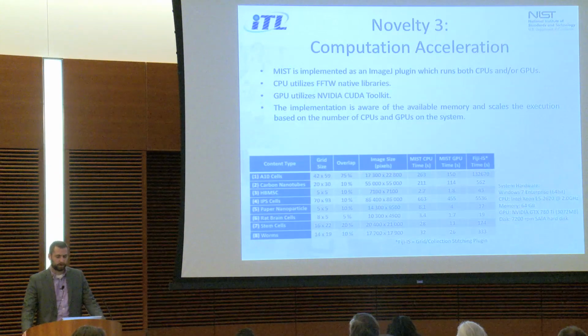Novelty 3, computational acceleration. As the world moves towards big data, more and more processing takes longer and longer, and as things move towards the cloud, you have to optimize for speed in some cases. The image stitching problem is massively parallel. It was a great candidate for acceleration. The MIST implementation as an ImageJ plugin uses all available compute resources. By default, it uses native FFTW libraries. And if your user has a compute-capable NVIDIA GPU, you can enable its selection as well.